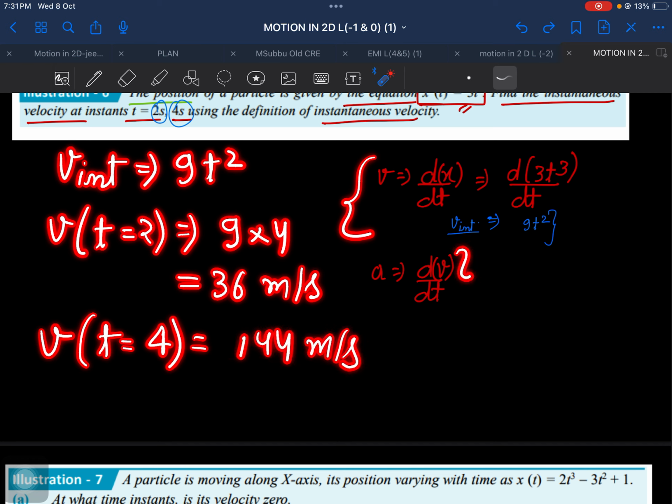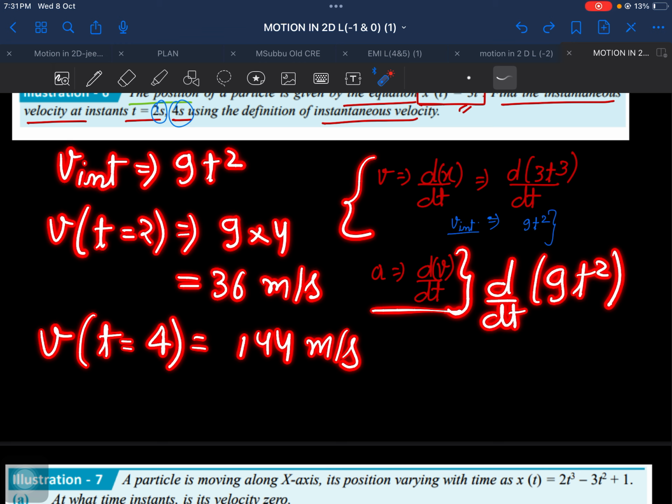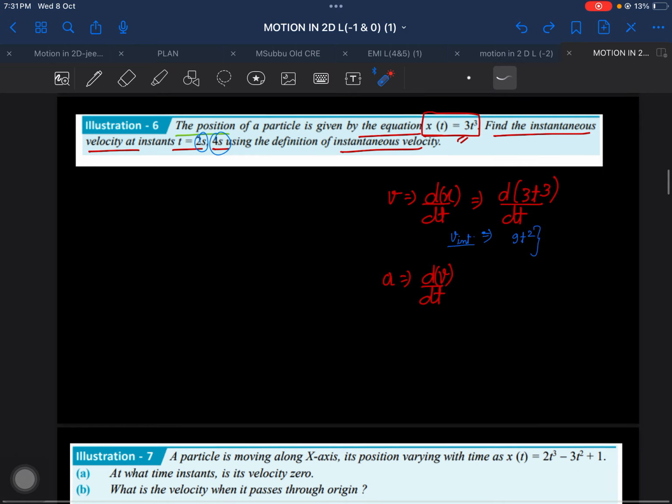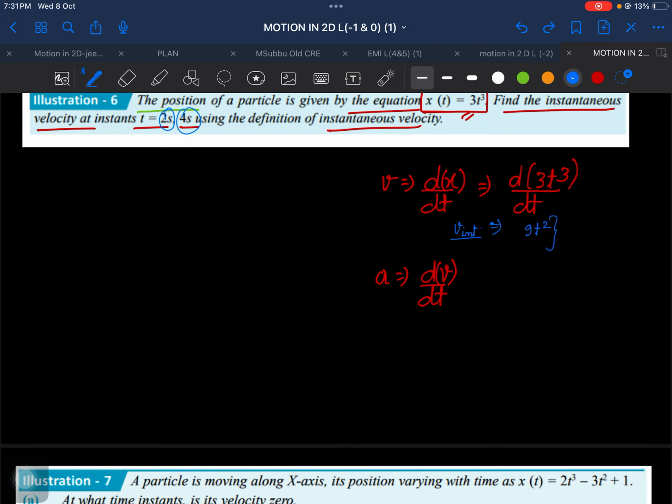If you have to find the acceleration, then you have to differentiate the velocity, d by dt of 9t square, which will be 18t. Now you can find the acceleration here also. If you put t equals 1, the acceleration will be 18 meter per second square. If you put t equals 2, acceleration will be 36. This is how you can find the instantaneous values of velocity and acceleration. I hope this is very much clear to you. So the answer is 36 and 144.